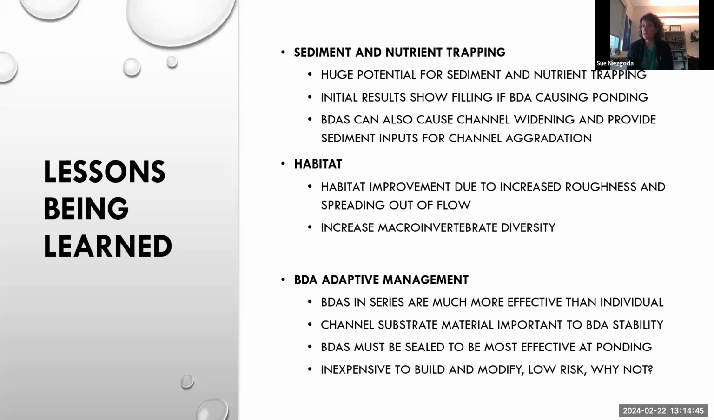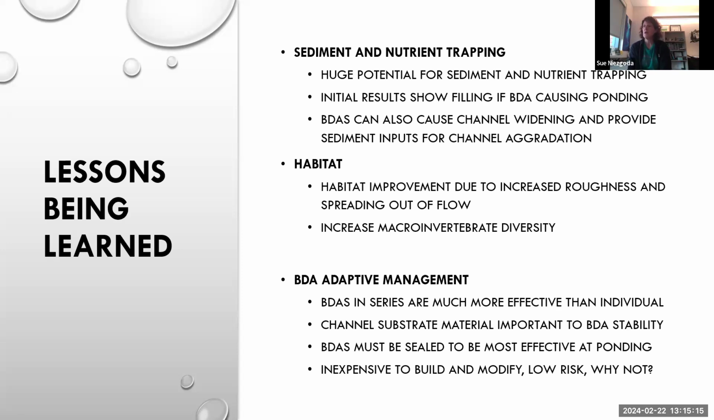These are all relatively new structures being implemented as low-tech process-based restoration. So even just monitoring and adaptively managing them can get good information out there on how to improve their use and function. We do know that BDAs in series are much more effective than individual ones. Channel substrate material is super important to getting post stability, and also to limiting the amount of scour under them, depending upon how erodible that channel substrate material is.